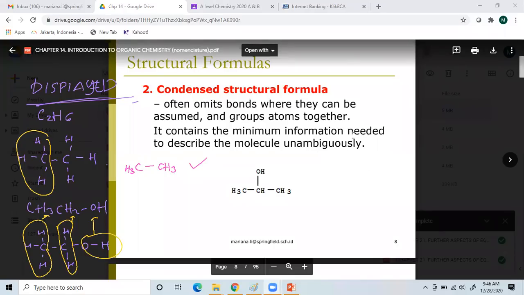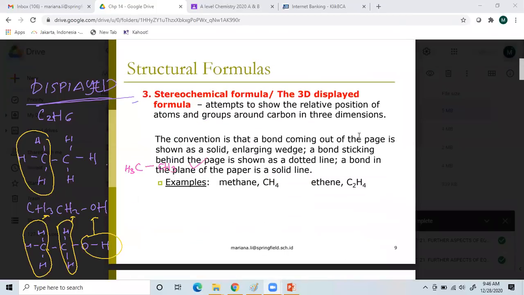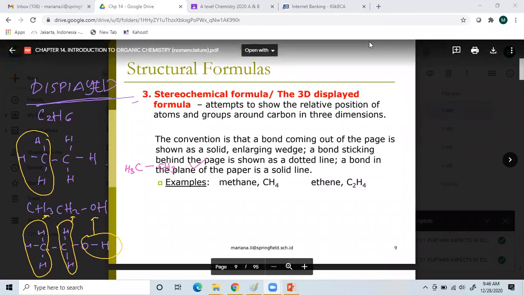The third type of structural formula is called the 3D formula, the three-dimension formula. In this formula, the relative position of atoms and groups around carbon should be shown in three dimensions. So we should understand how to draw three dimensions in two dimensions, because we draw on paper, right? A paper is two dimensions, but you should draw a three dimension.